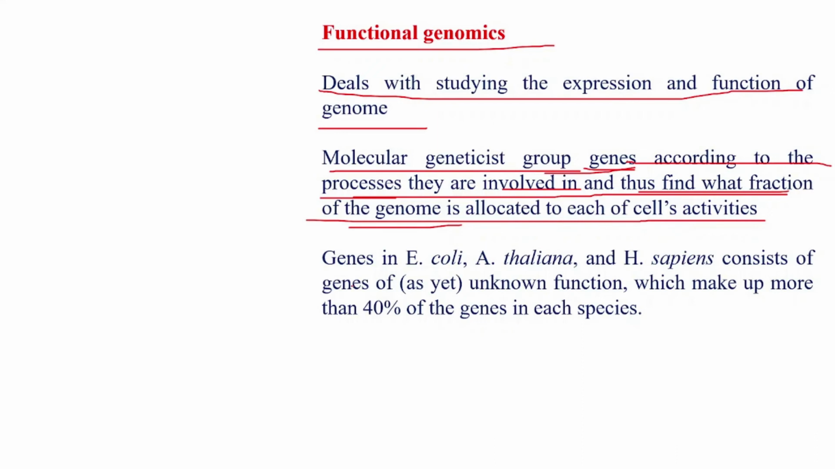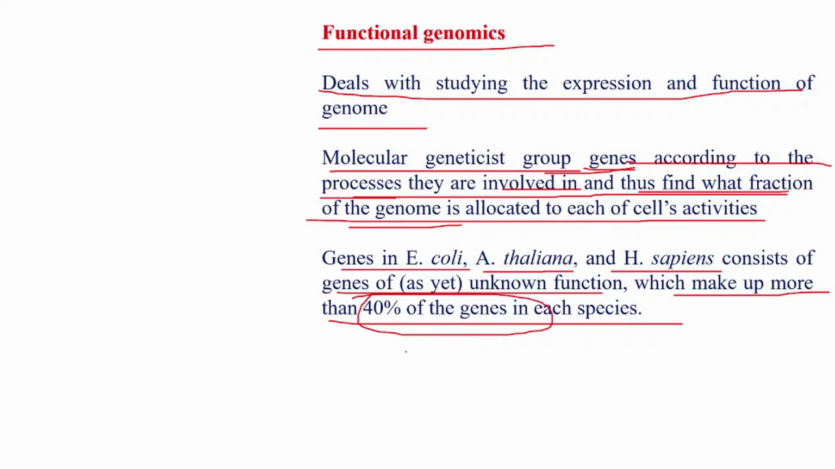For example, genes in E. coli, Arabidopsis thaliana and Homo sapiens include genes of unknown function, which make up more than 40% of the genes in each species. So if you look at E. coli, A. thaliana, and Homo sapiens, 40% of the genes have unknown function.